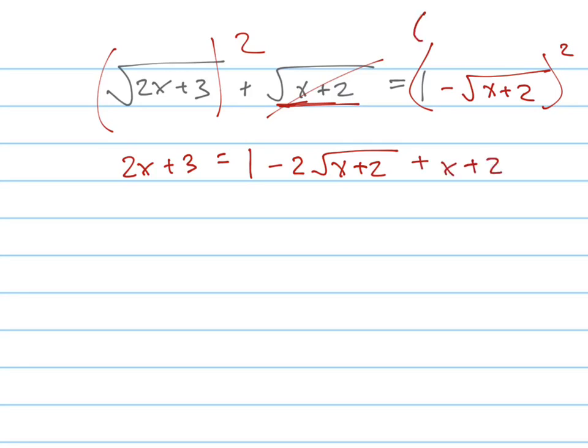Because remember, you're multiplying it by itself. Where are you getting the 2 from? Because of this, because you're multiplying it by itself. I put -1 here. That was my mistake. That's the only mistake I made when I FOILed it.